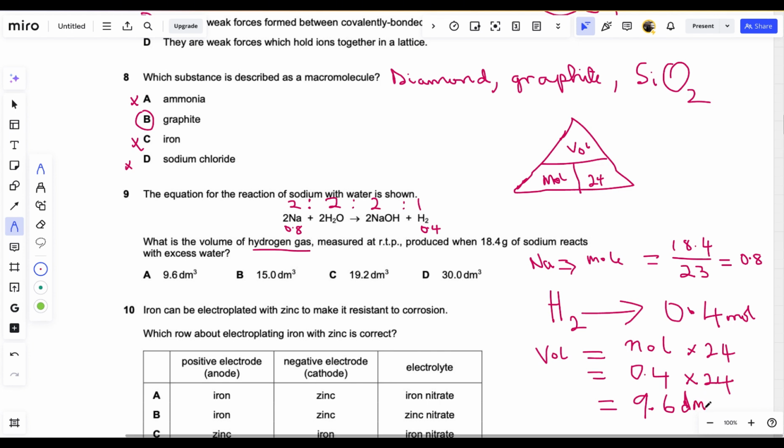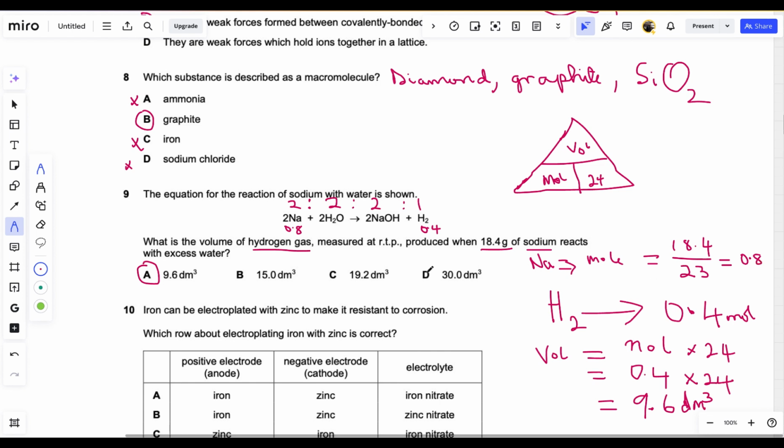So please, you should pause when you're watching this video and try to understand. How do we do it? First, we calculate the number of mole of sodium. Why? Because they've given us the mass of sodium, and we know the molar mass of sodium. You can check your periodic table and you get the molar mass of sodium. So you say 18.4 divided by 23, you get 0.8.